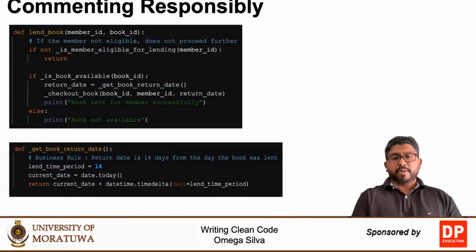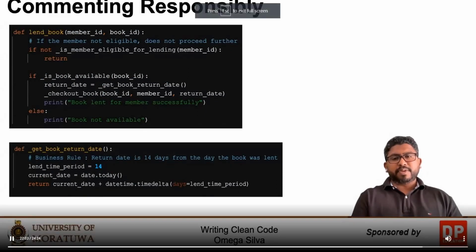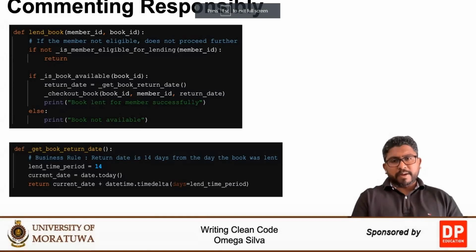These are examples of some good and responsible comments. The first one, the comments essentially help the reader understand the code a bit better. And the second one indicates a business rule, which explains why the lending time period is assigned number 40. So both of them are concise, yet explain the code a bit better. And these are quite responsibly done comments.